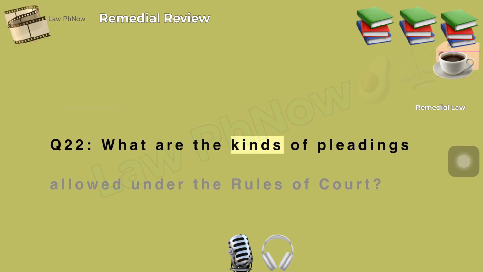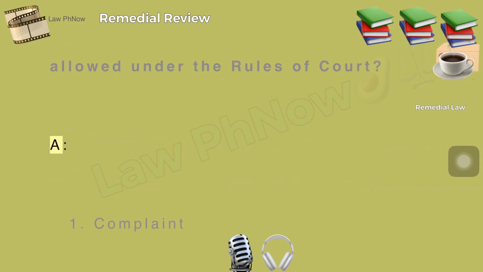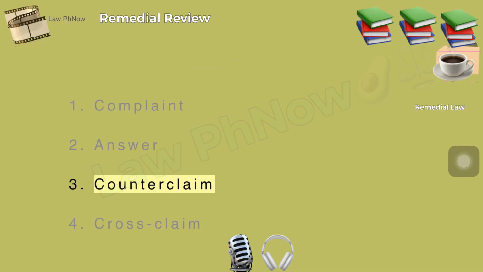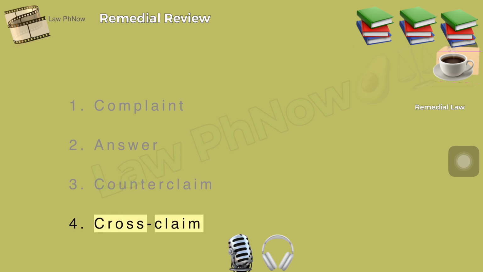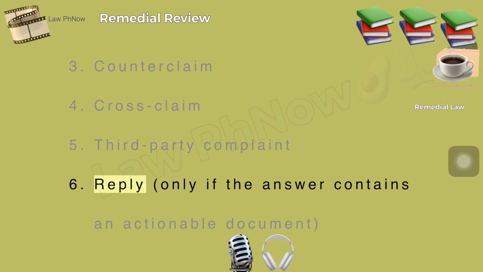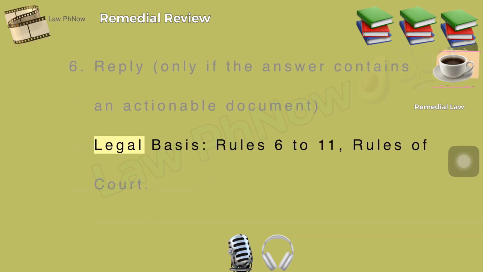Q22. What are the kinds of pleadings allowed under the Rules of Court? A. 1. Complaint. 2. Answer. 3. Counterclaim. 4. Cross-claim. 5. Third-party complaint. 6. Reply, only if the answer contains an actionable document. Legal basis: Rules 6 to 11, Rules of Court.